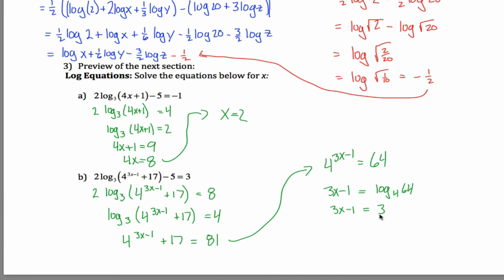So I get 3x minus 1 equals 3. Add 1 to both sides, you get 3x equals 4. Divide both sides by 3, and you're done. You get x equals 4/3 here. Whew, all right, I am happy to be done with this.